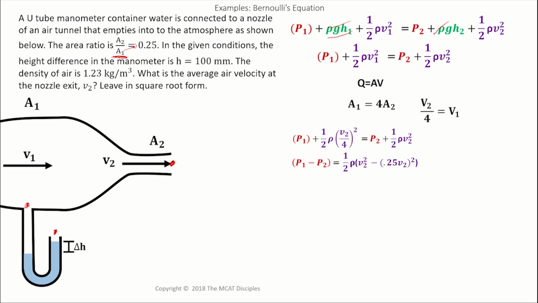And now we can rearrange this to show P1 minus P2 is equal to 1/2 rho V2 squared minus 0.25 V2 squared. Notice I took this out. So both of these had 1/2 rho multiplied by them, so I just took that out and put it behind the parentheses here. And I changed divide by 4 to 0.25.